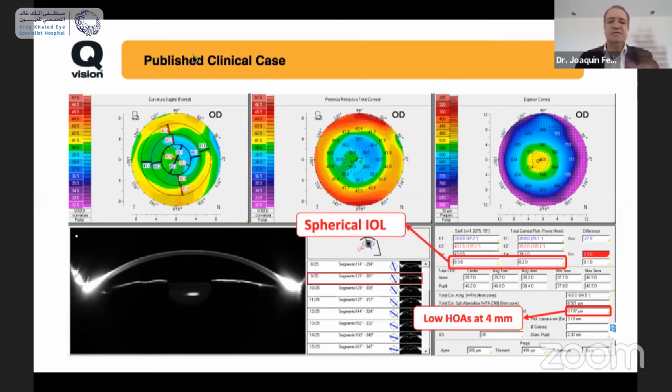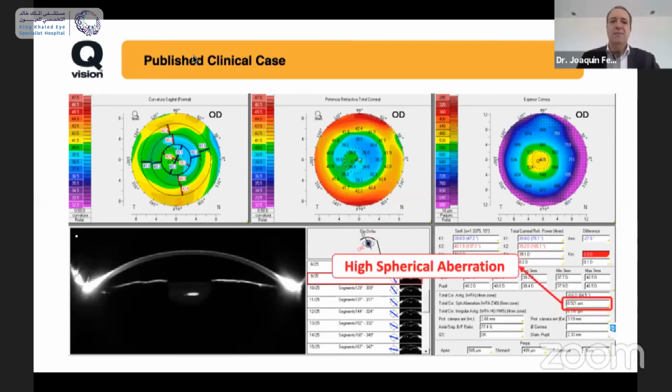Okay, there's no problem. It's inside the MAEDA criteria. But let's take a look at the spherical aberration. You can see at 6 millimeters on the Pentacam a very high spherical aberration, 0.521. Okay. Could we implant a multifocal lens in this case?